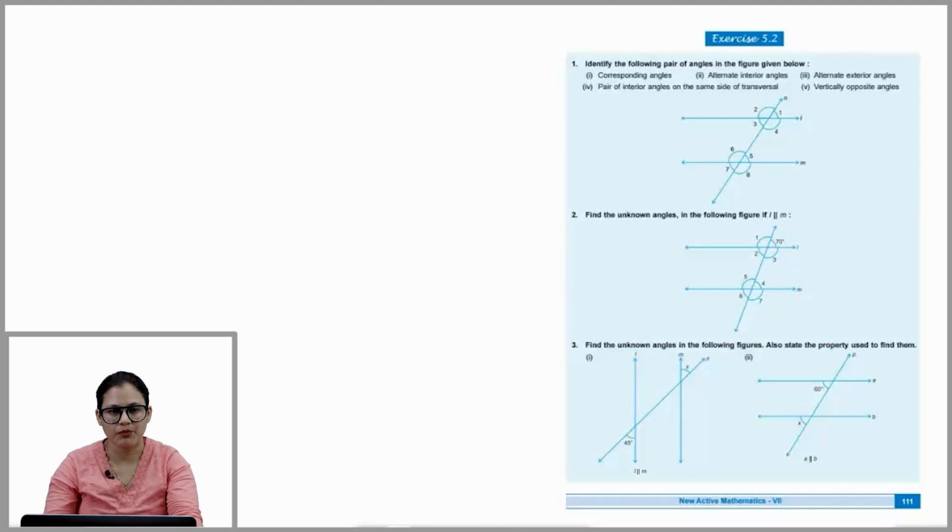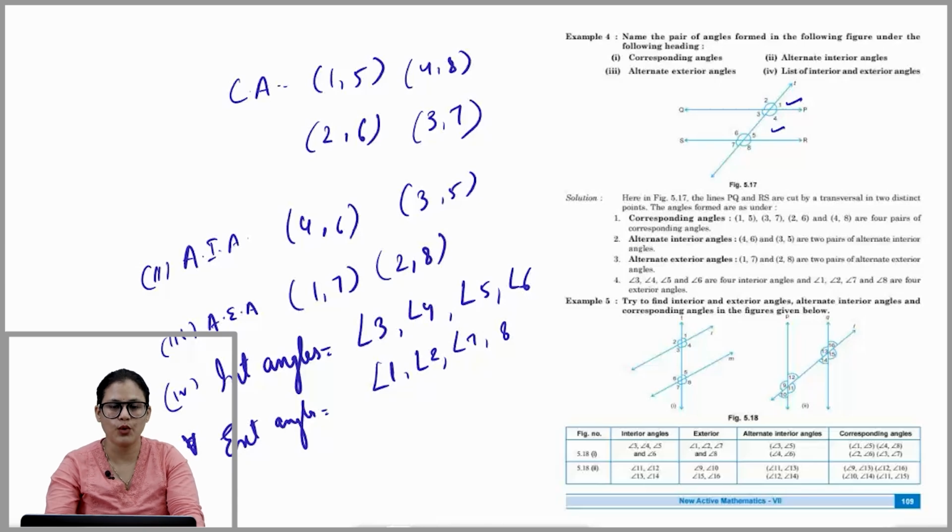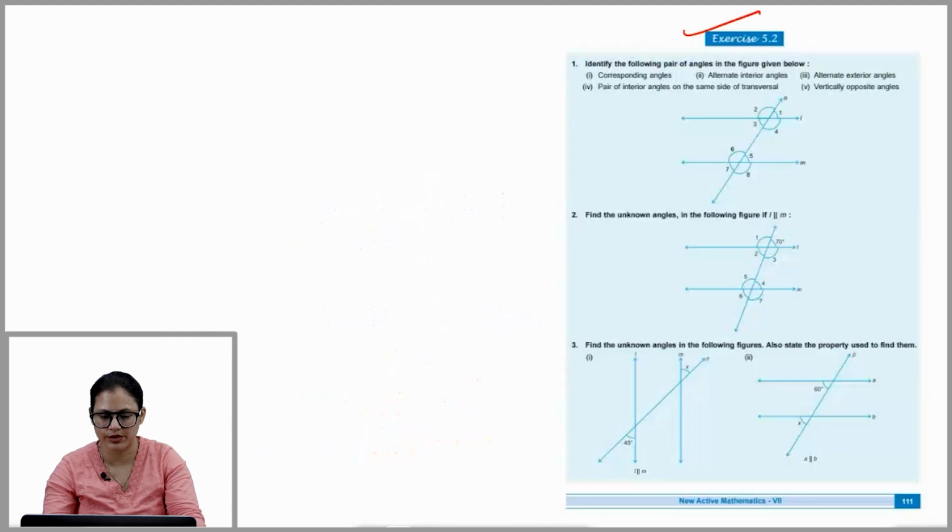Let's do exercise 5.2. Identify the following pairs of angles in the figure given below. Number 1, corresponding angles; number 2, alternate interior angles; number 3, alternate exterior angles; number 4, pair of interior angles on the same side of the transversal; and number 5, vertically opposite angles. So students, as I taught you in this example, how to find the corresponding angles and alternate interior angles, similarly you will do this question also.